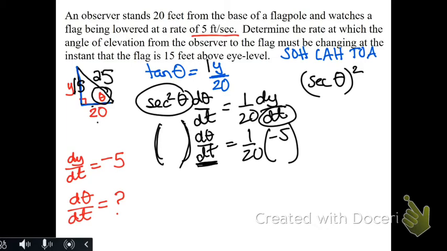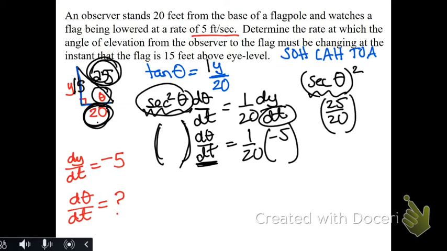Okay, so for this part of the problem, all I'm trying to do is figure out what's going here. All right, so I have secant theta. So I'm thinking cosine, which is adjacent over hypotenuse, but I'm flipping it. Hypotenuse over adjacent. So it's going to be 25 over 20. Because cosine is adjacent over hypotenuse, secant is hypotenuse over adjacent. I'm going to simplify that fraction and then still square it. Simplify, divide them both by 5. Then square it, and you get 25 sixteenths.